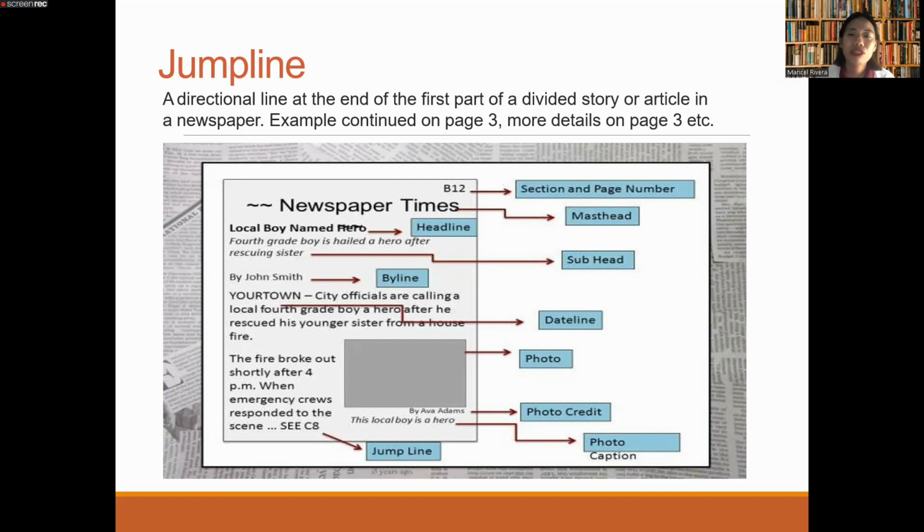For example, this jump line comes from B12, and it actually has still something to continue on. If you notice, you can see the trend here that it has been linear. And this is the jump line. It divides a story or article in a newspaper.